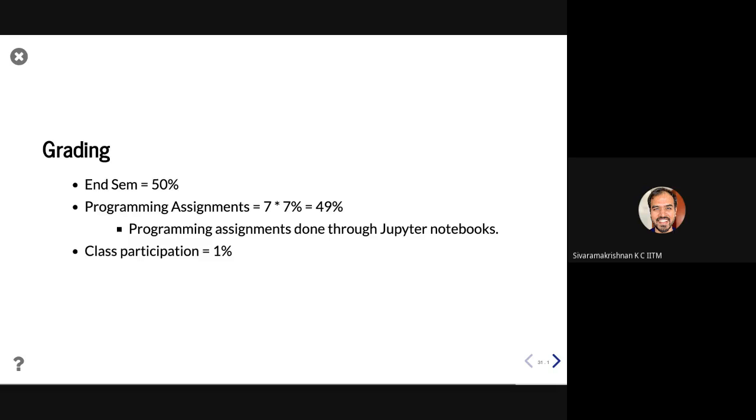And this is the grading pattern that I have. For NSEM, we'll have 50%. For programming assignments, we have 7 assignments. Each of these assignments should take you like 2 or 3 hours, right? They are not going to take you a lot of time. If you are following the lectures, they are not going to be very difficult, right?